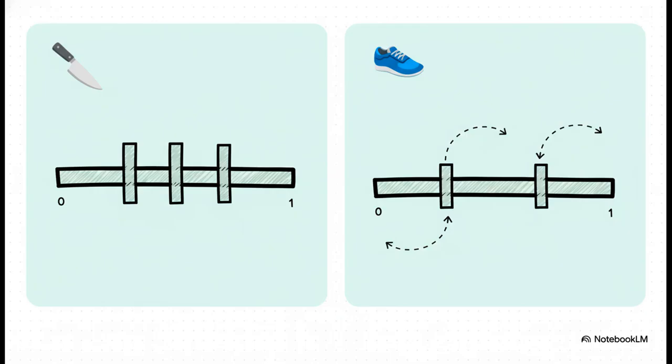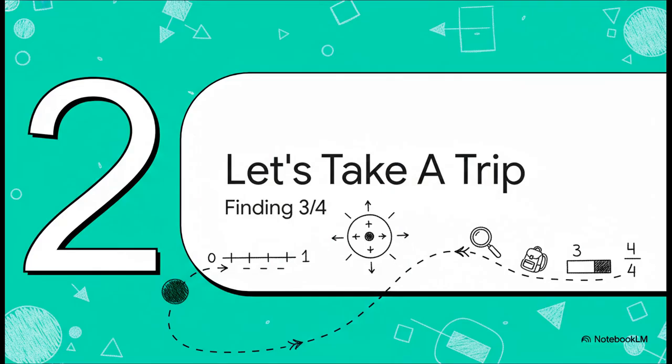So, this is the really crucial point. Just remember this, the denominator tells you how many cuts to make, it creates the equal parts. The numerator tells you how many jumps to take along those parts. They have two very different, very important jobs. Okay, enough with the theory. Let's actually take a trip and find a fraction's exact address on our number line map.